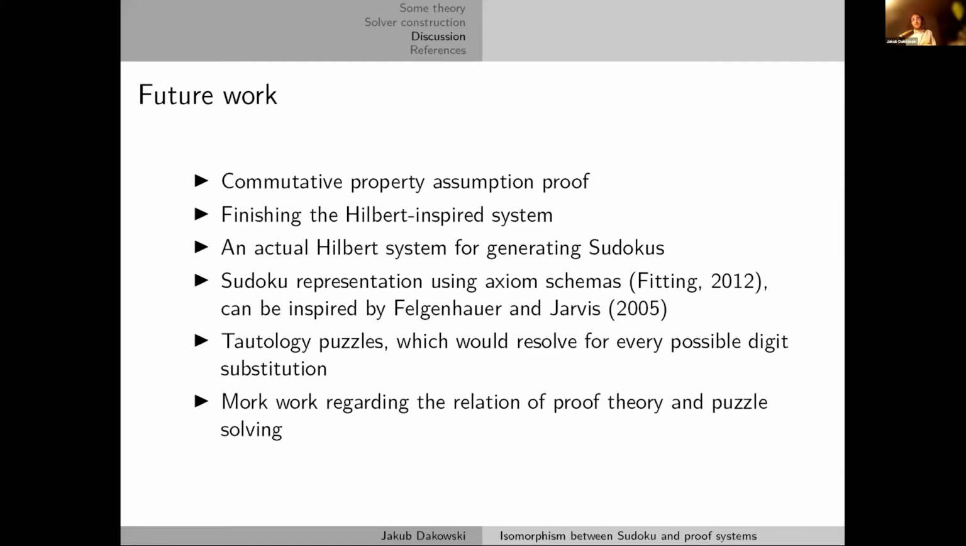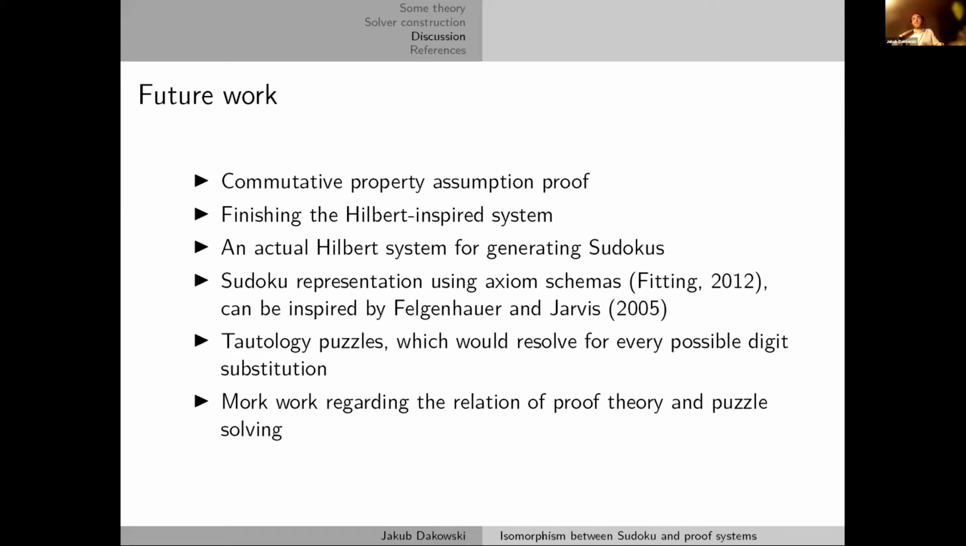We can also use some concepts from logic. For example, axiom schemas proposed by Fitting, and we can use the equivalence classes proposed by Felgenhauer and Jarvis to incorporate these axiom schemas into Sudoku. It is possible, in my opinion, to create tautology puzzles which can be solved using any possible digit substitution that is, let's call it, legal in a certain situation. And I see that I've made a mistake here.